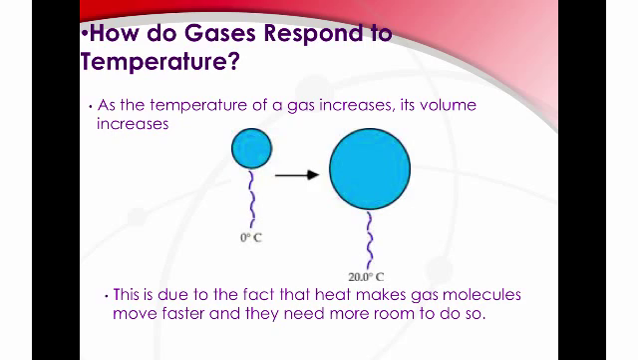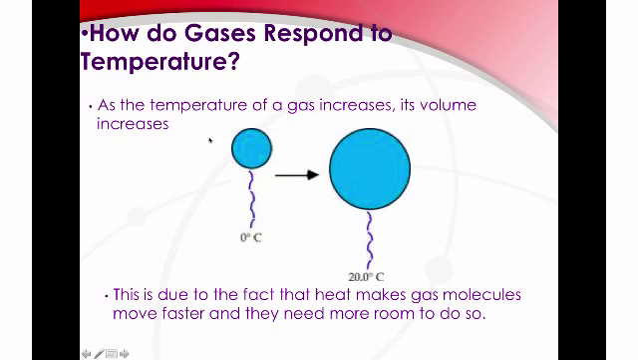How do gases respond to temperature? As the temperature of a gas increases, its volume increases. This is due to the fact that heat makes gas molecules move faster and they need more room to do so. So the collisions are increasing, and this is what's causing the expansion.